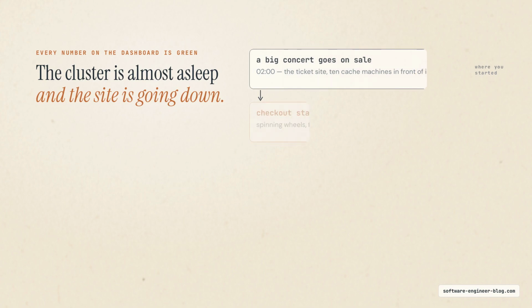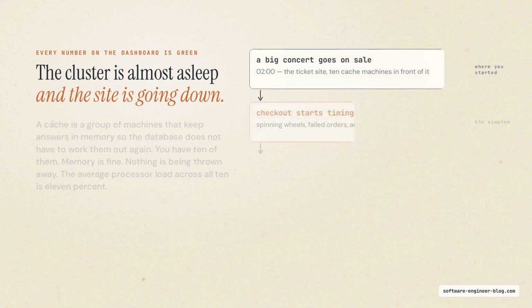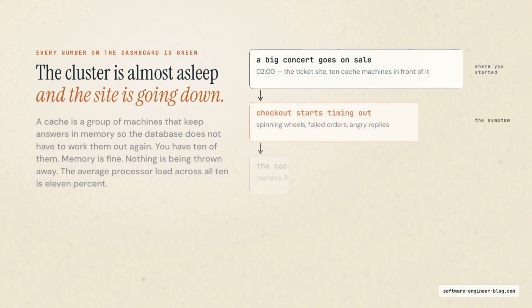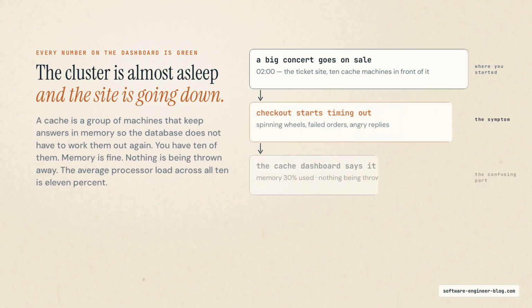A cache is a group of machines that keep answers in memory, so the database does not have to work them out again. You have 10 of them. Memory is 30% used. Nothing is being thrown away. Average processor load across all 10 machines, 11%. The cluster is almost asleep, so the cache is healthy, and the problem must be somewhere else.